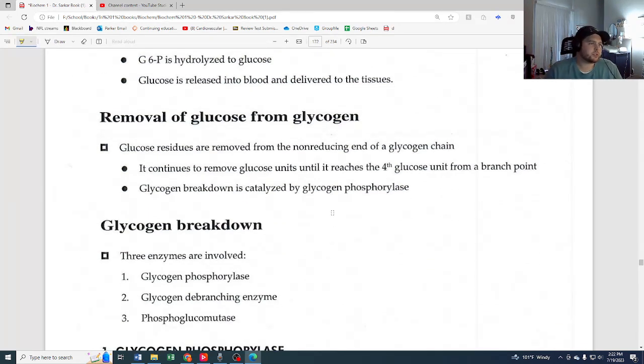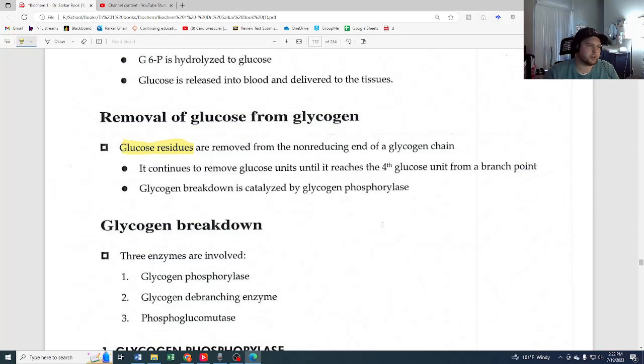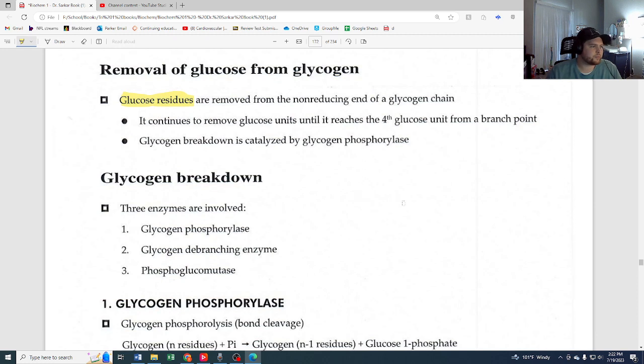So, the removal of glucose from glycogen. Glucose residues, that's what we're going to call the single glucose units getting stuck together, each individual glucose is a residue, are removed from the non-reducing end of a glycogen chain. It continues to remove glucose units until it reaches the 4th glucose unit from a branch point. Glycogen breakdown is catalyzed by glycogen phosphorylase. We'll get more into the actual images and how this happens later on. This is just the setup, what we're talking about.